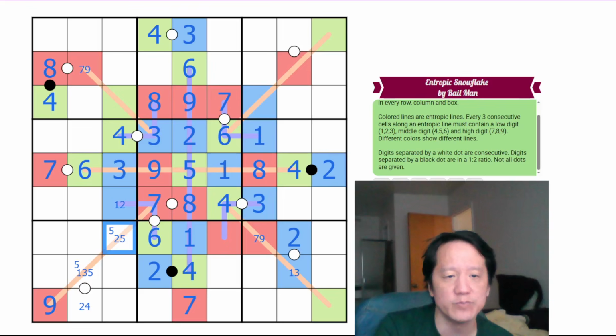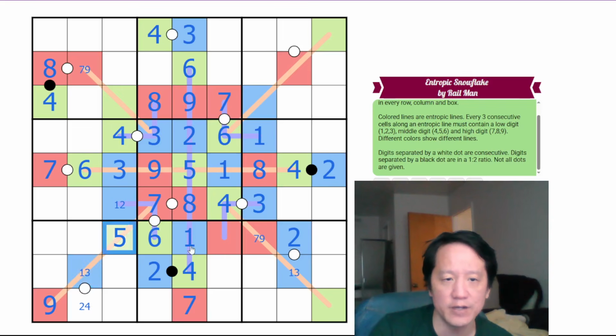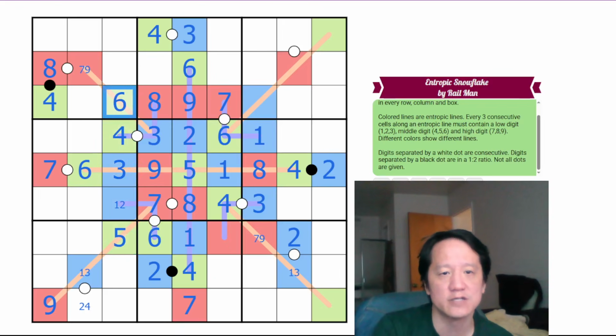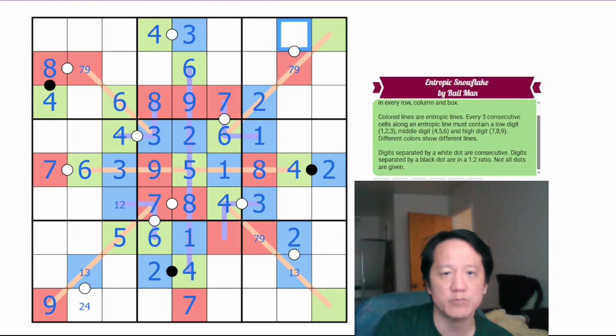That eliminates 2 from being here, so that's 5, which means this cannot be 5 here, and it has to be a low. So this is low, this is medium, and 5, and this 4 and 5 eliminate 4 and 5 here, so that's 6. This can't be 1 or 3 because of 1 and 3 in the column, so that's 2. This is a high digit, which is 7 or 9, which can be consecutive with 6 or 8.